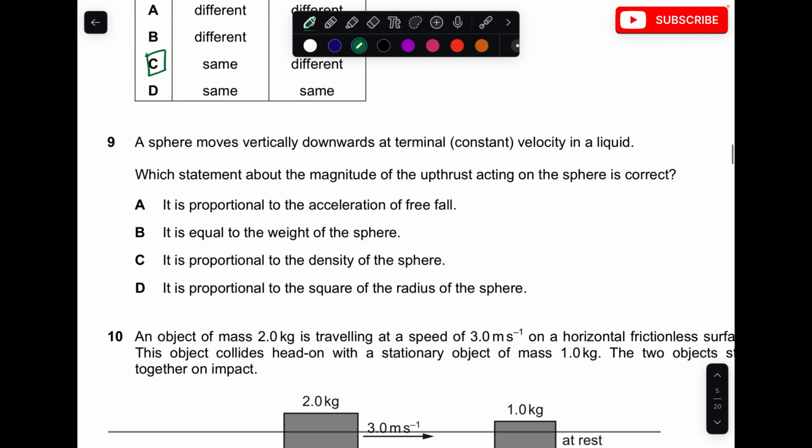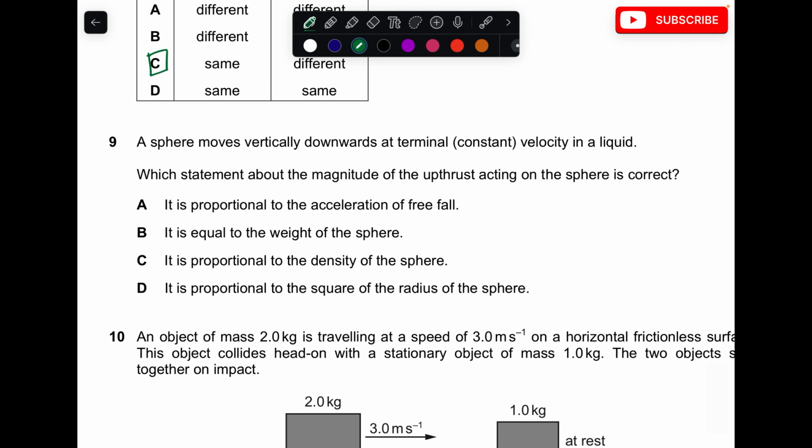Moving forward, question 9. A sphere moves vertically downward at a terminal constant velocity in a liquid. Which statement about the magnitude of the upthrust acting on the sphere is correct? Okay, so we know upthrust force can be given by rho g V, right? So in option A, it is proportional to the acceleration of free fall. Yes, you can say force is proportional to the acceleration of free fall. It's option A that is correct.